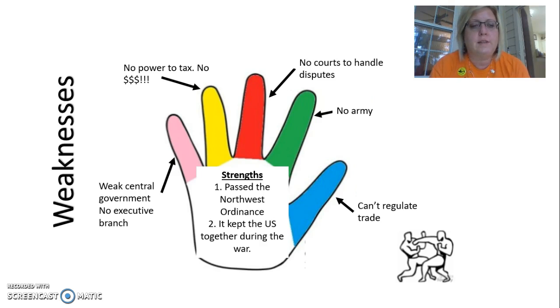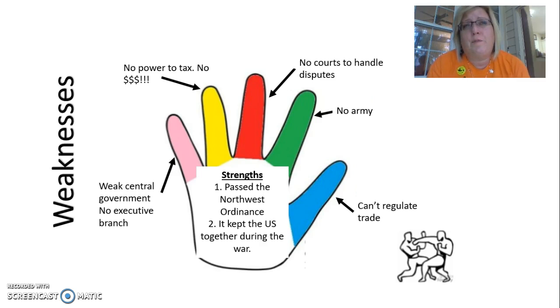So, some of the weaknesses of the Articles. We had a weak central government, no president, no executive leader. We had no power to tax, meant no money. We couldn't fix things. We couldn't run our government properly. No courts to handle disputes. So, as I said in the previous slide, states were fighting, nobody to handle the argument. We had no army, no navy.